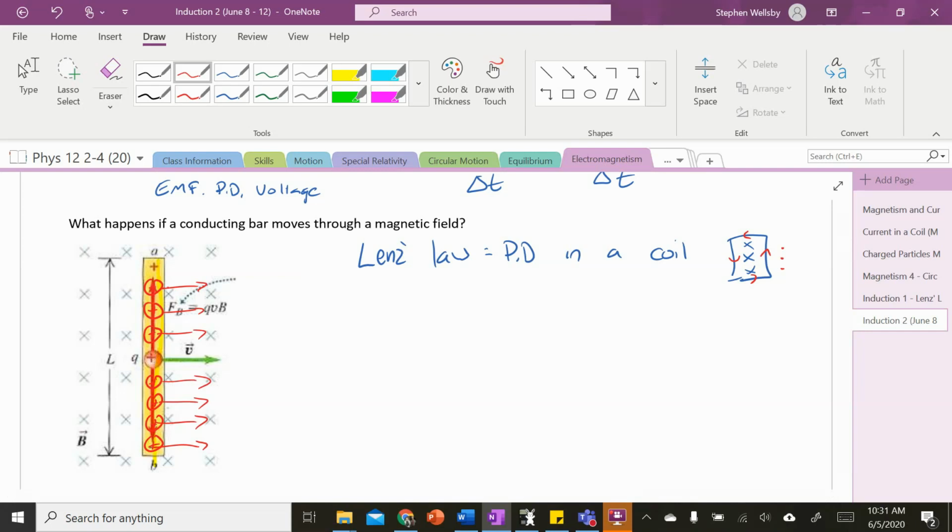So we need to pause the video to get your right-hand rule out by all means. Okay, so let's do the right-hand rule for this one charge over here. Let's look at this single charge right here in the middle.